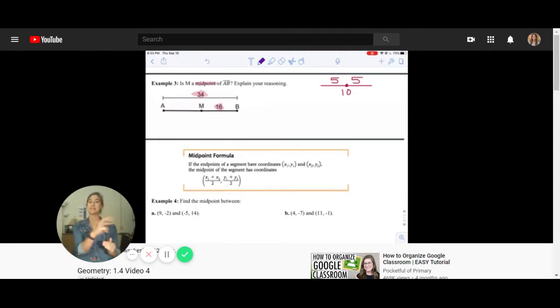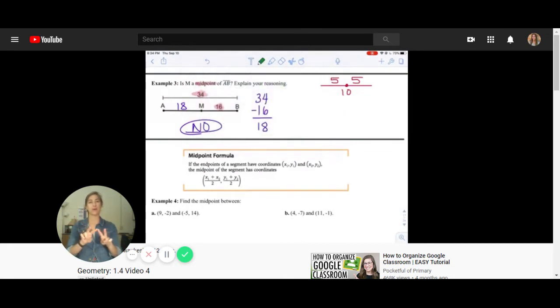One option would be to use the segment addition postulate, and we could subtract 16 from 34, and then that would give us AM as 18. So then we could say no. 18 and 16 are not the same length. If M was the midpoint, they would have to be the same value.